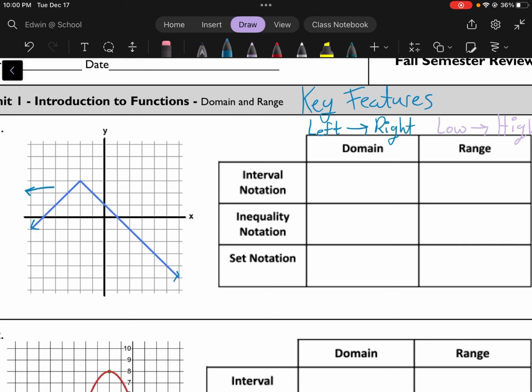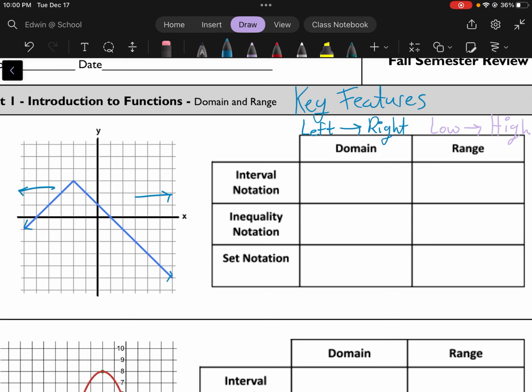So when we look at this graph right here, we're thinking about the furthest point on the left and the furthest point on the right. I notice that the function is going forever to the left, which is kind of like negative infinity. And it goes forever to the right, which is infinity. So we got parentheses, negative infinity, comma infinity. And it's interval notation. So that's the one that has parentheses and brackets, and that's why we wrote it like that. Now for inequality notation, it's going to be very similar.